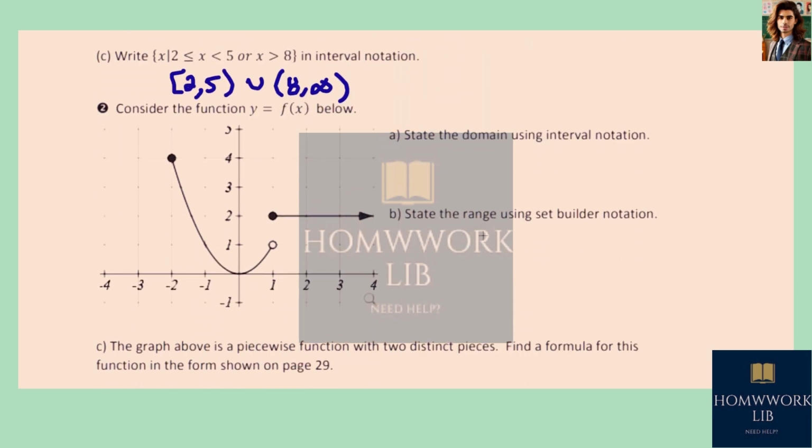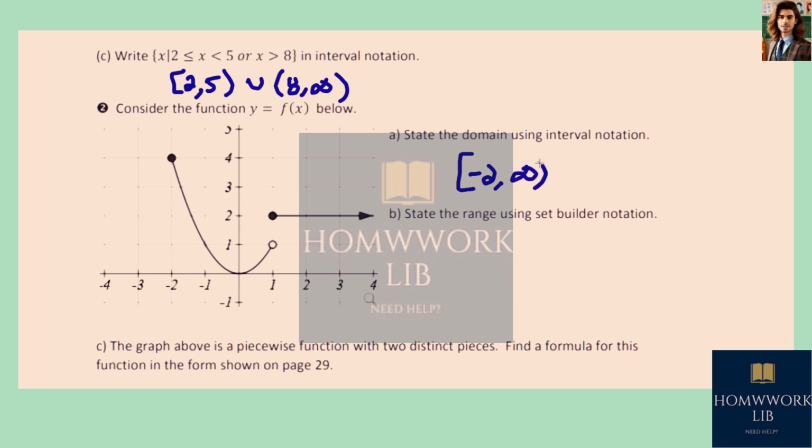The domain of this graph, it goes as far left as -2 and is included. Even at 1 where there's a separation, 1 is part of the domain, so it will go on forever. So we would say from -2 included to infinity.